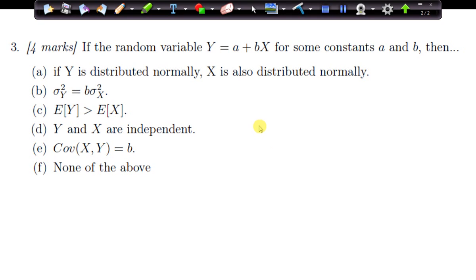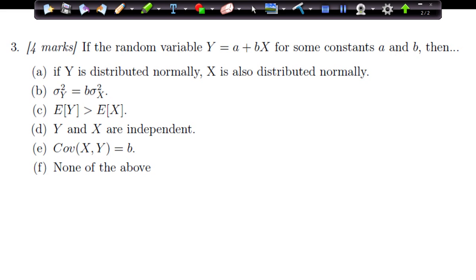Now let's talk about question 3. Question 3 is asking whether you know the properties of random variables, especially its mean, variance, and covariance, as well as normality. So let's go through the options one by one.